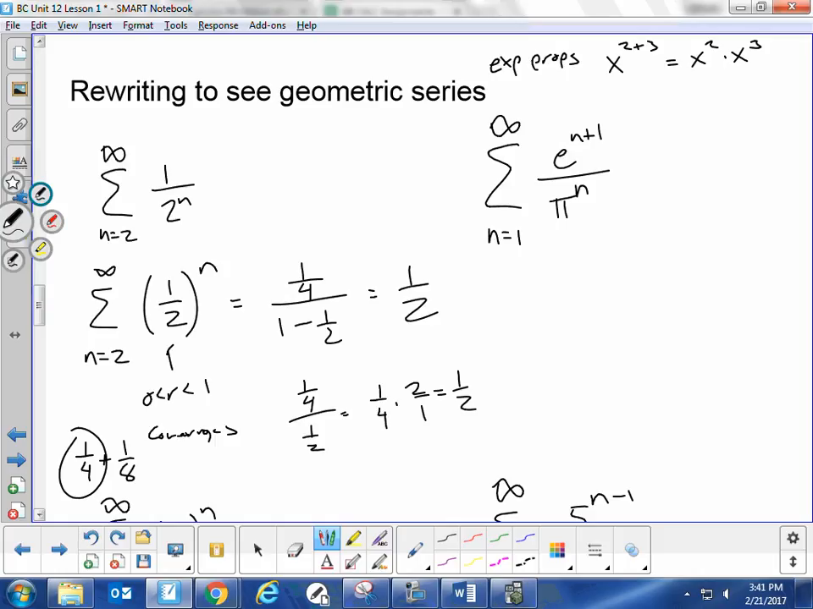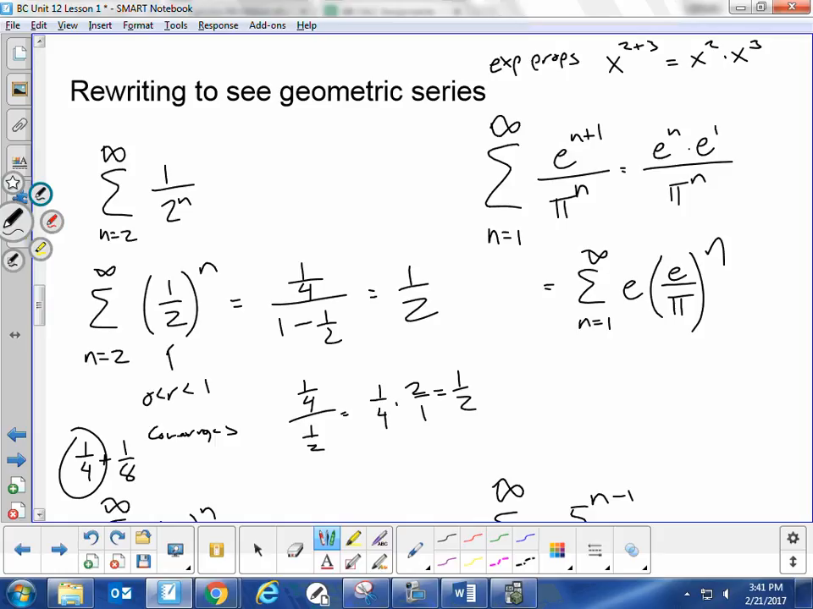Right? Well, I can rewrite this as e to the n times e to the first in the numerator. Denominator stays as pi to the n. And all of a sudden, I can rewrite this as the sum, n starting from 1 going to infinity, of e times e over pi to the n. And I now have a geometric series.